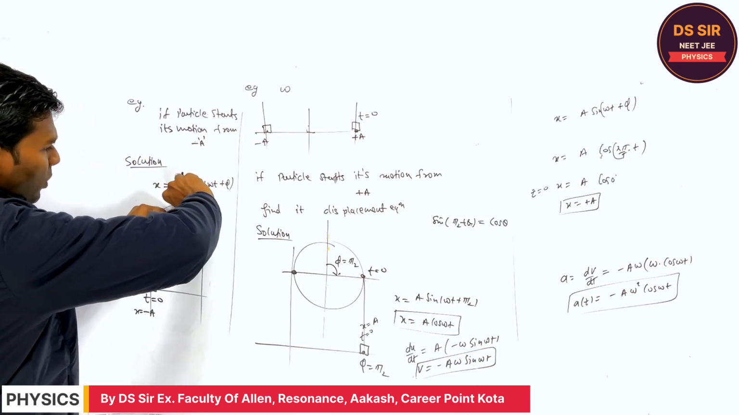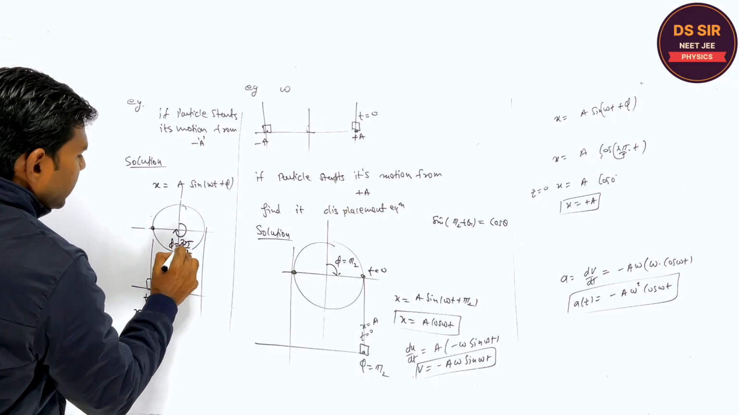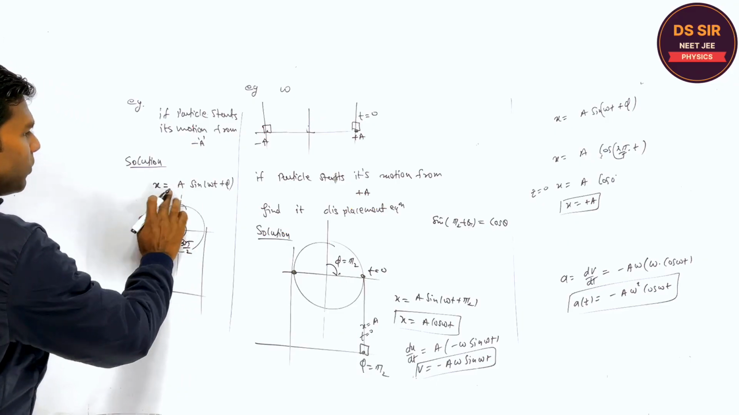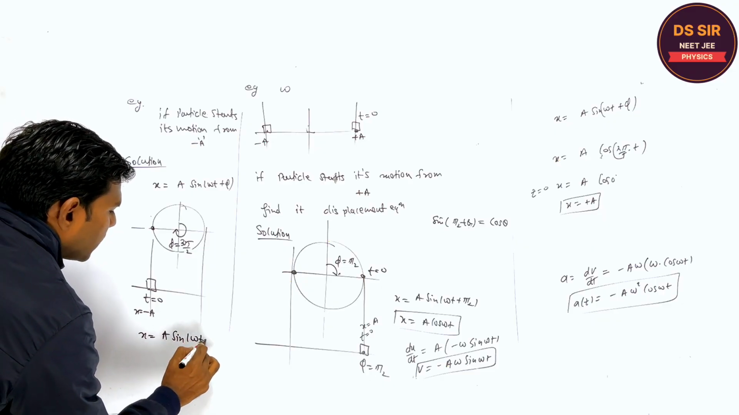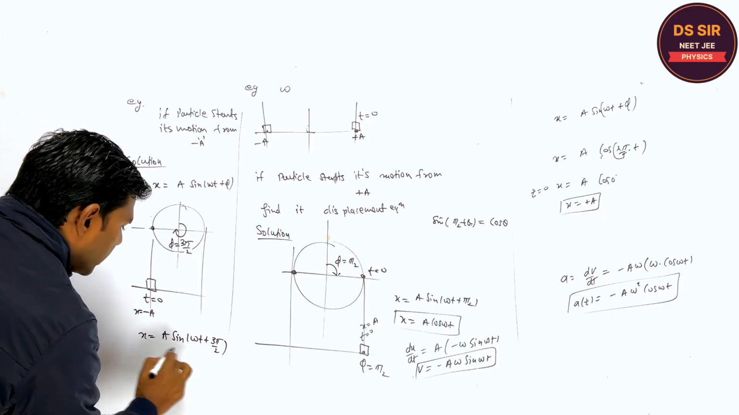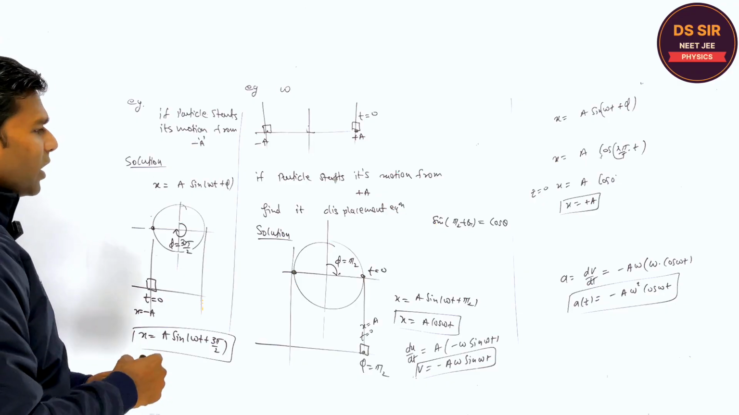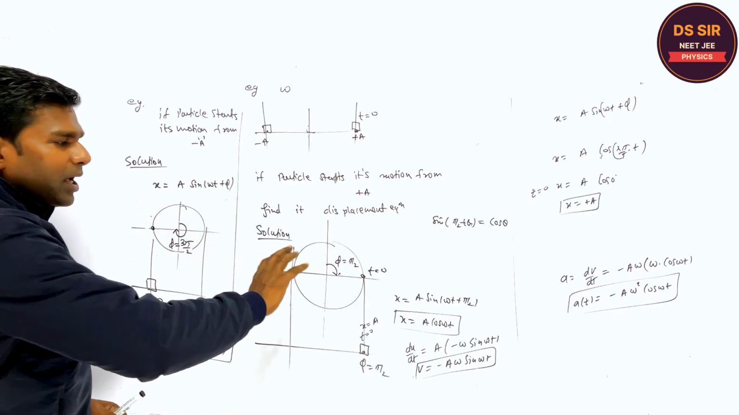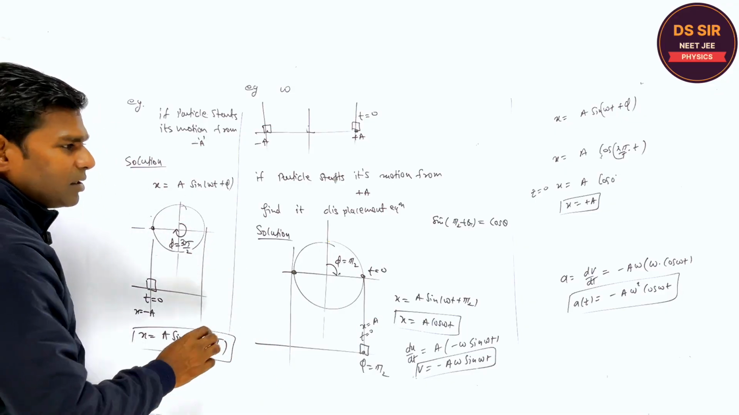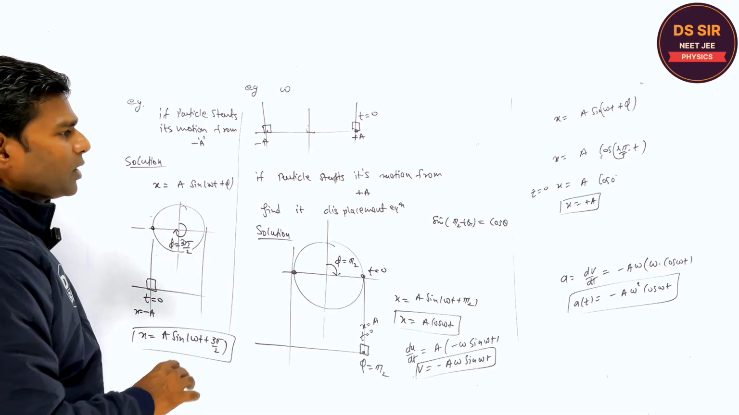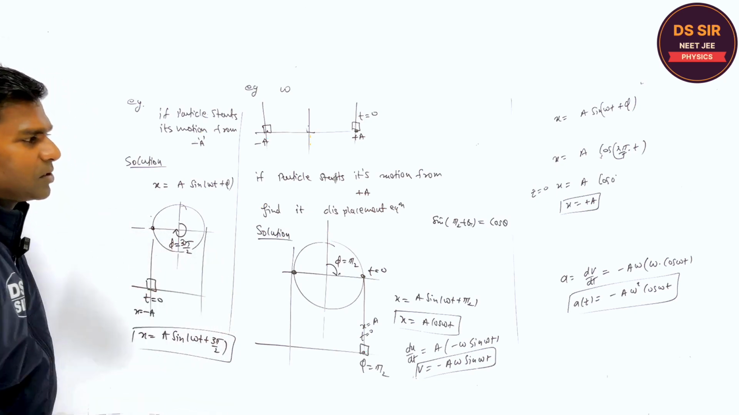What is this phase? Can you tell? 3 pi by 2. So what is the initial phase? Say 3 pi by 2. So what equation will you write? A sin(omega t plus 3 pi by 2). Are you getting or not? You tell. So in this way, if the particle starts from a position other than the mean position, you can write the different equations of displacement, then velocity, then acceleration. All right, copy this first.